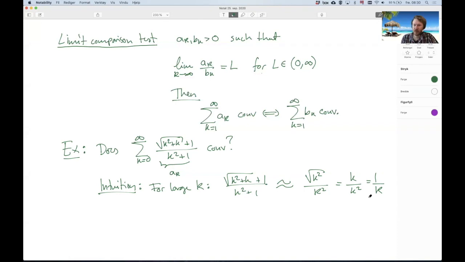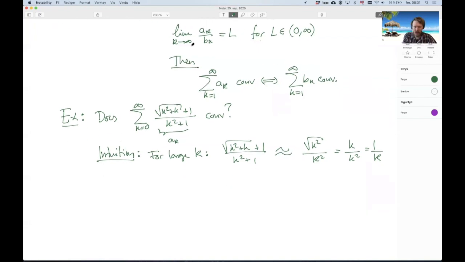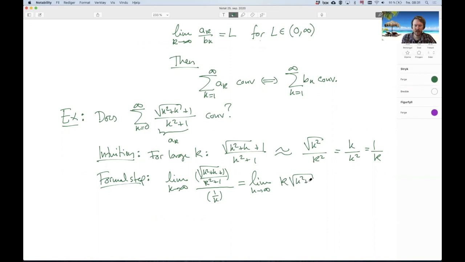When you do the usual comparison test, that means now we know which way to point our inequalities in order to get an inequality between the two. But in the limit comparison test, we just do the following. We need to check this limit. So, the formal step: we take the limit as k goes to infinity, with a_k on top and b_k down here. So I have this quotient divided by this quotient, and then we tidy this up. I'm moving this up, so I have k now, this thing here.